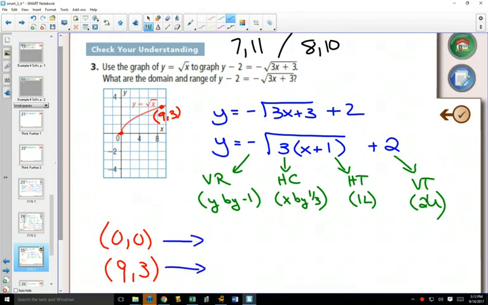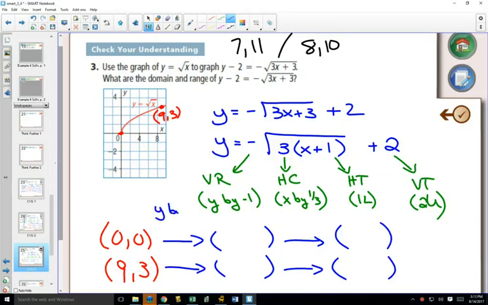We're going to set up something for our stretches and set it up for our translations. With our stretches and reflections, we have 2 things to do. We have y by negative 1 and x by 1/3. With our translations, we have 2 things to do. We have 1 left and 2 up. Yes?